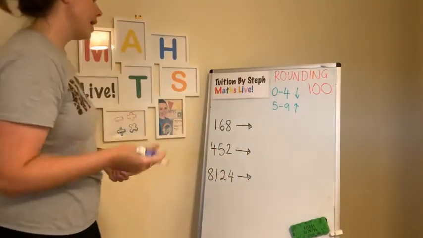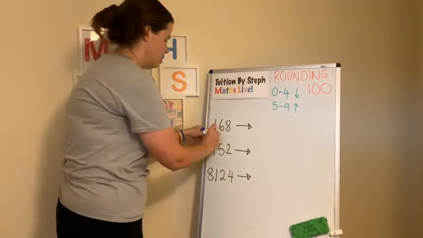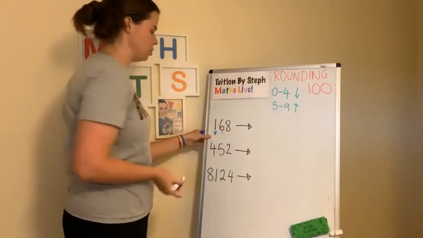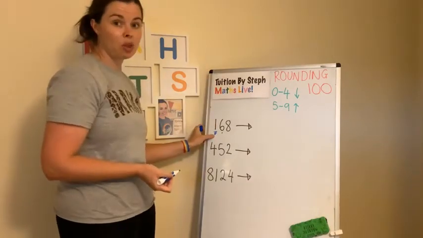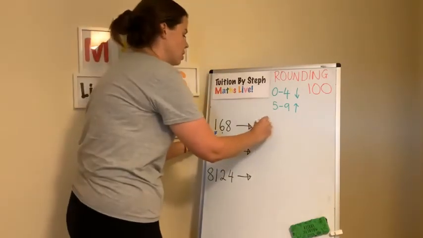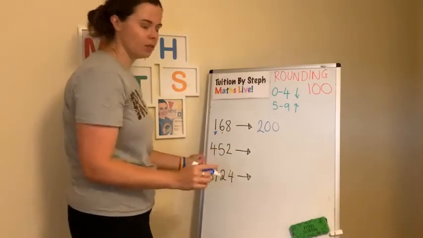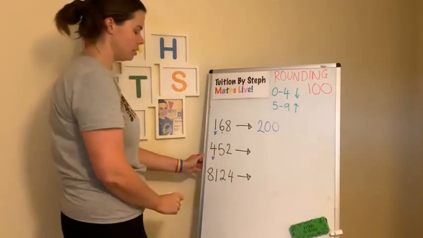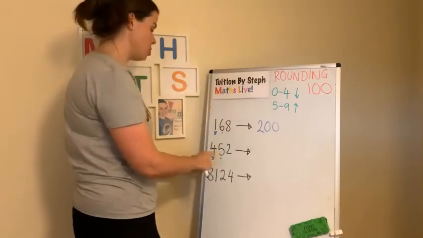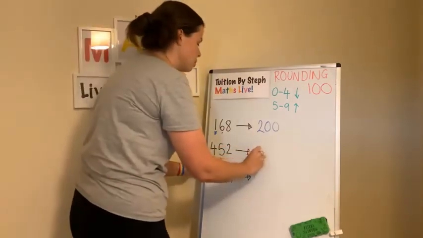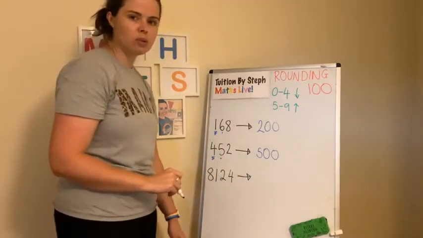So 168, round to the nearest 100, so it's currently in the 100s. The digit to the right tells us what to do. 6 means we need to round up, so we're not staying in the 100s, we're going to the next 100, which is 200. This one's still a 3-digit number, we're currently in the 400s. The digit to the right is a 5, and 5 means round up, so we don't stay in the 400s, we go to 500.